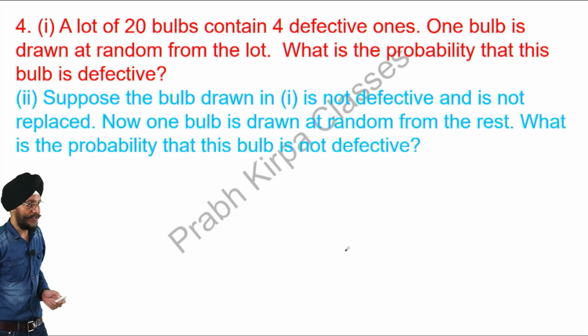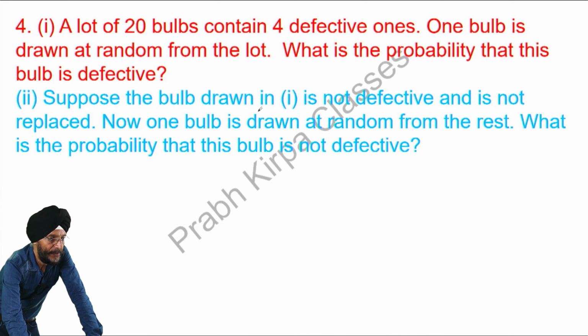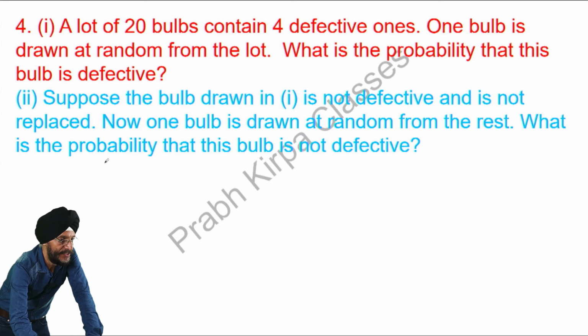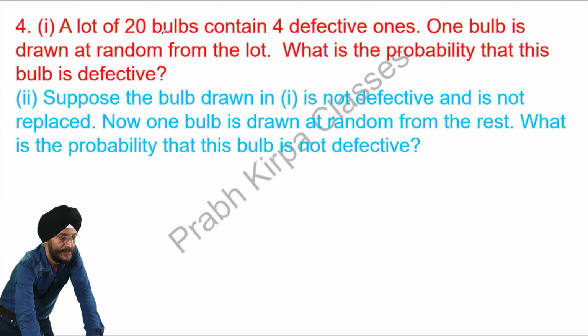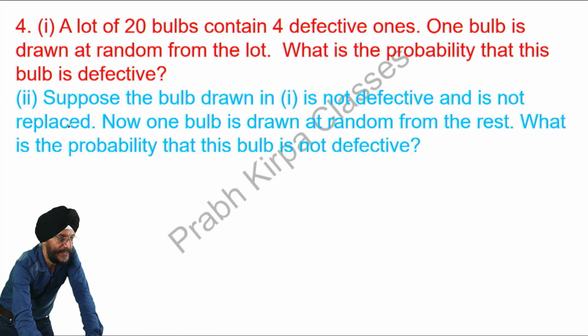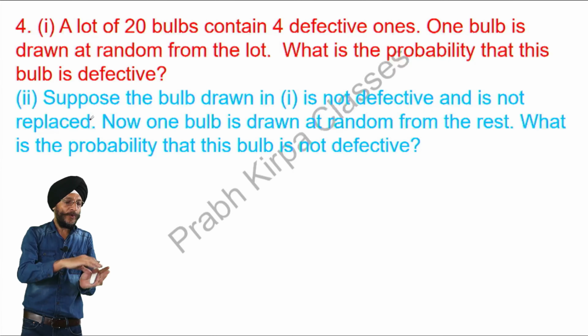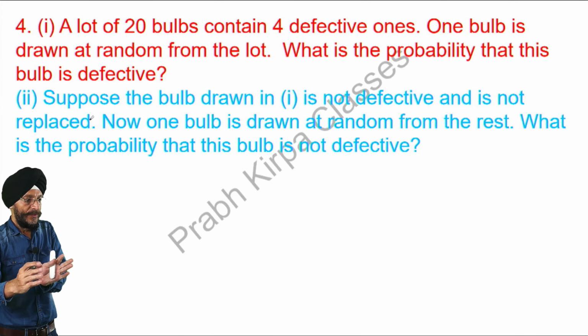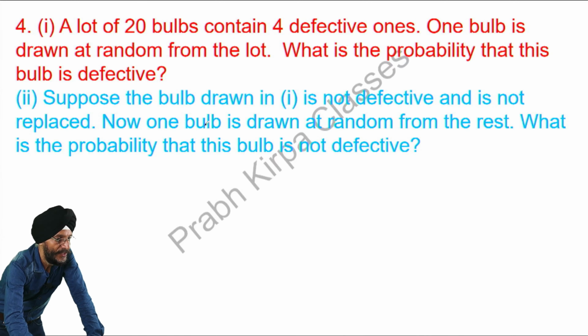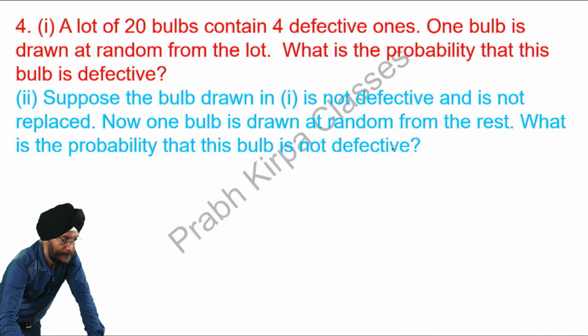So next part of the question, suppose the bulb drawn in 1 is not defective. That is, if we draw a bulb out of these 20, the bulb is, suppose it is good and it is not replaced, that is, we do not put any other bulb in its place. Now one bulb is drawn at random from the rest. What is the probability that this bulb is not defective?